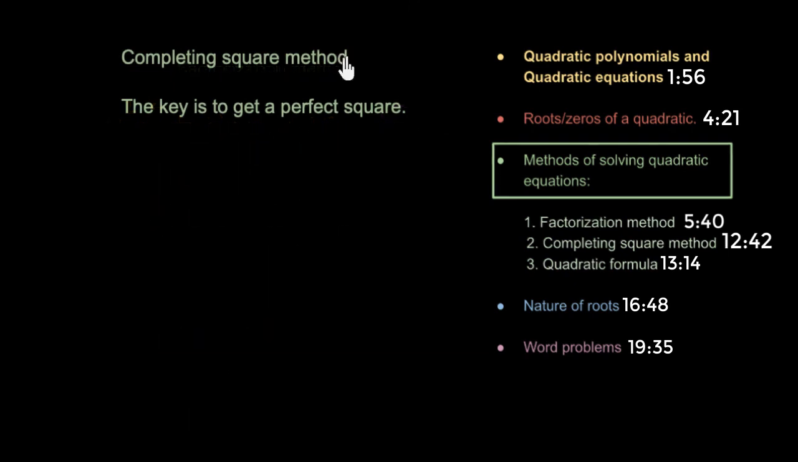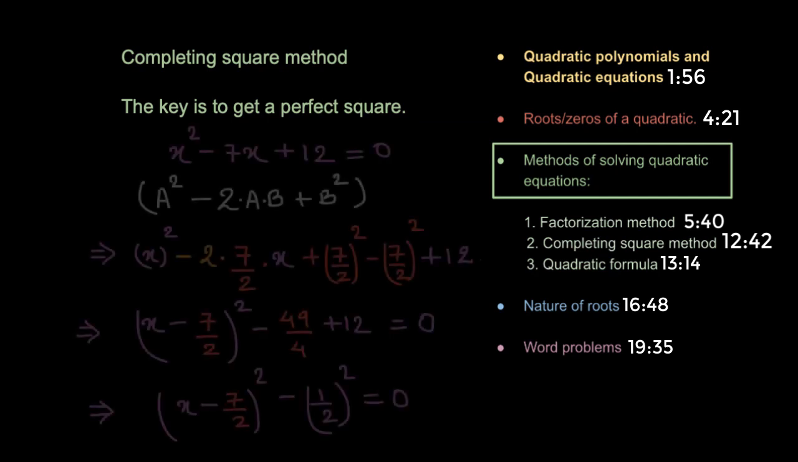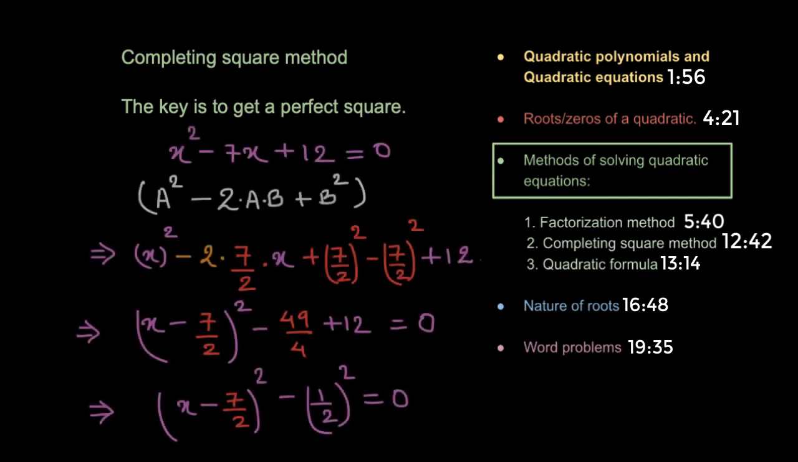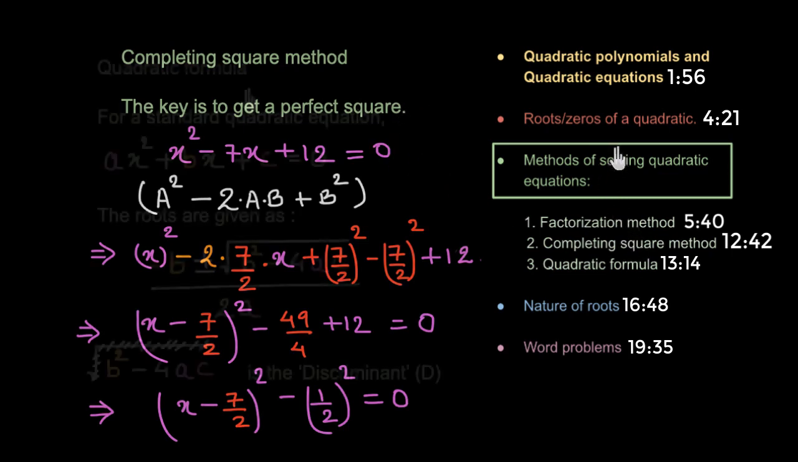Now let's quickly see how we can use the completing square method to find the roots of a quadratic equation. Since we don't use this method very often to find the roots, we mostly use factorization and the quadratic formula. I'll just leave an example here for you to understand how this method works. And if you want to know more about this method, you can definitely go ahead and watch the lesson based on the completing square method in the unit quadratic equations. As of now, let's move on to the quadratic formula.